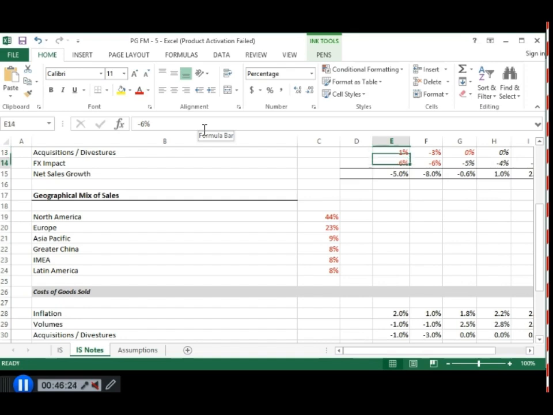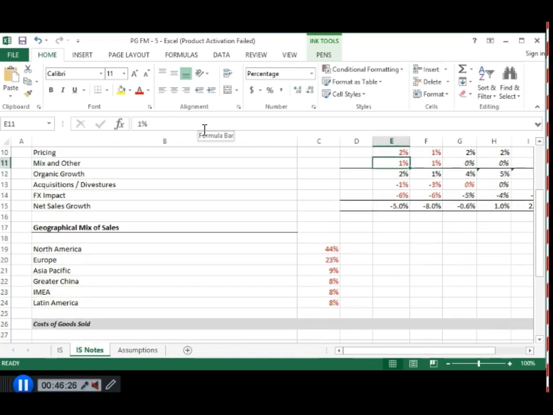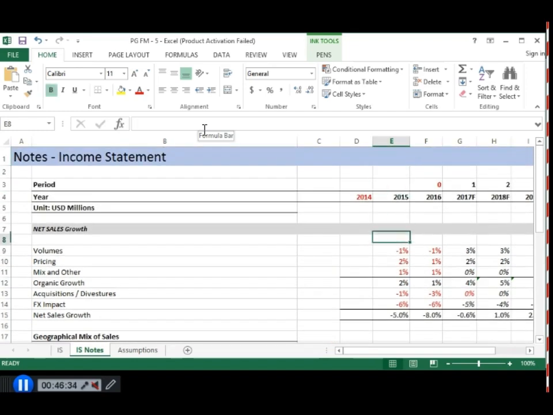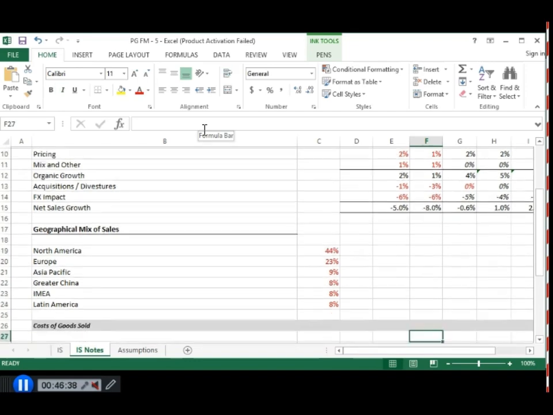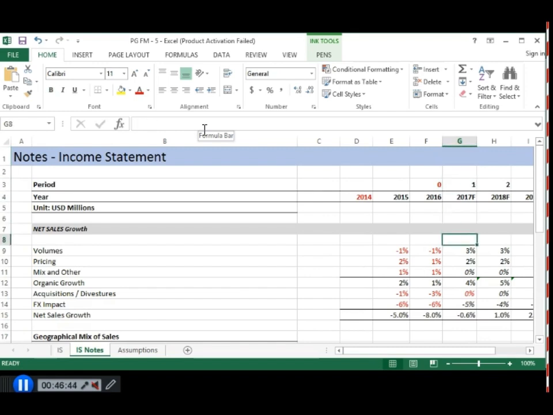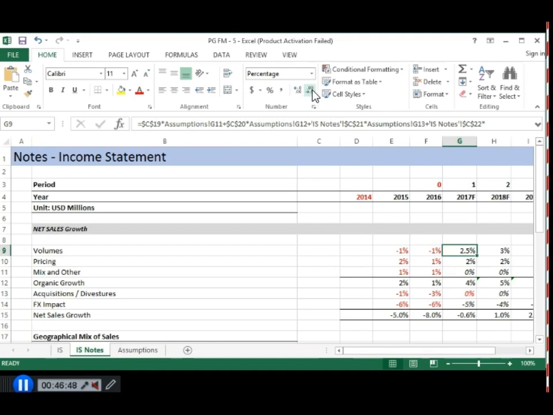Why are your values different? Which one is different? In volumes, in 2016 you have 3%, 2017 3%, and cost of goods sold is 2.5. This is, I think, to 1 decimal place, and this is to 0 decimal place, right? So it is just the same.